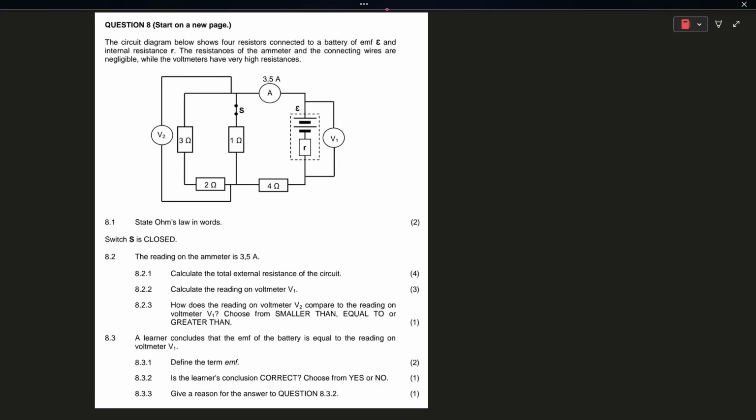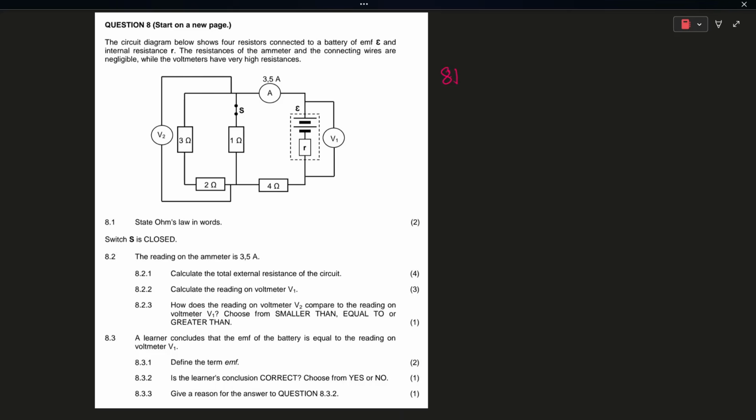Now, in this one, it's electric circuits. The circuit diagram below shows four resistors connected to a battery of EMF and internal resistance r. The resistance of the ammeter and the connecting wires are negligible, and the voltmeters have very high resistance. So you can pause the video and try it, and then after that you play, then we continue together. Now, we are going to answer these questions together.